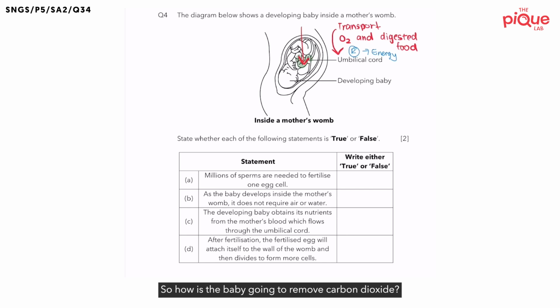So how is the baby going to remove carbon dioxide? It is also through the umbilical cord. So this brings me to the second function of the umbilical cord, which is to transport carbon dioxide and waste materials from the baby to the mother. And I'm going to represent the direction using this green arrow as drawn in the diagram.